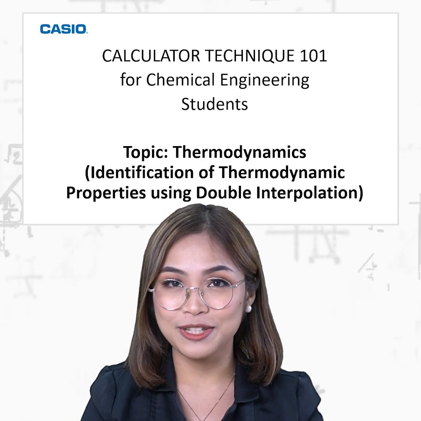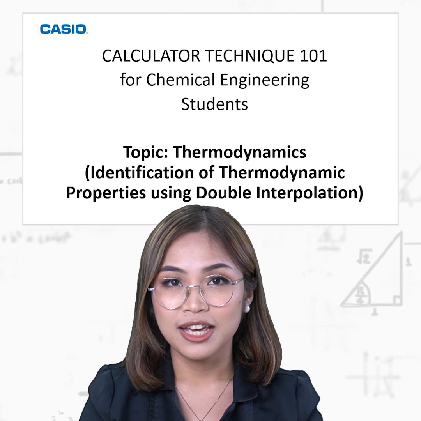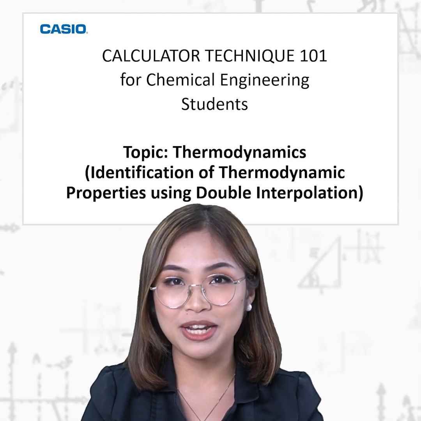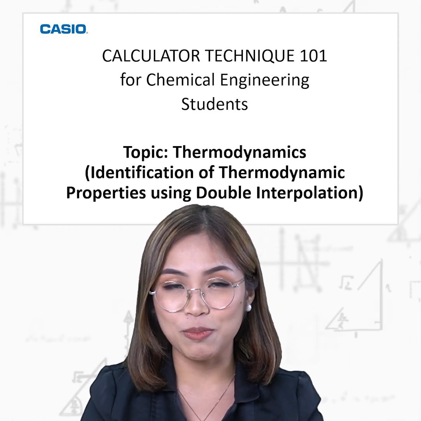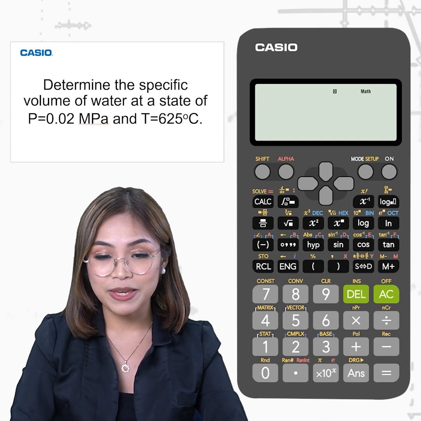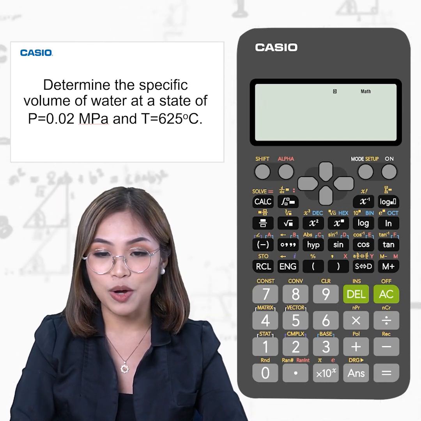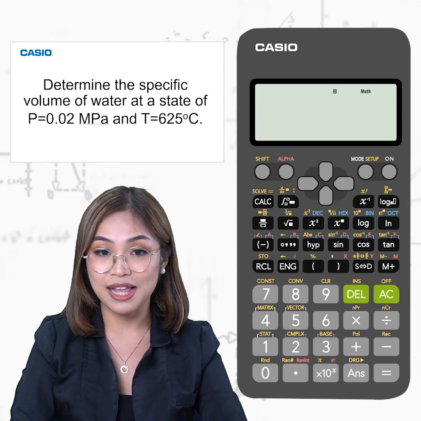In this video, we are going to learn how to utilize Casio FX-570ES Plus 2nd edition in the identification of thermodynamic properties using double interpolation. Determine the specific volume of water at a state of P equals 0.02 megapascals and T equals 625 degrees Celsius.